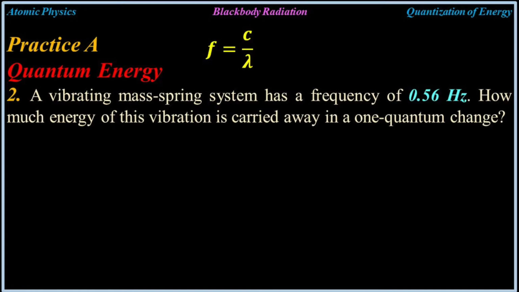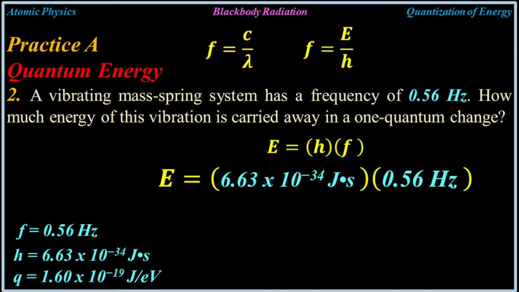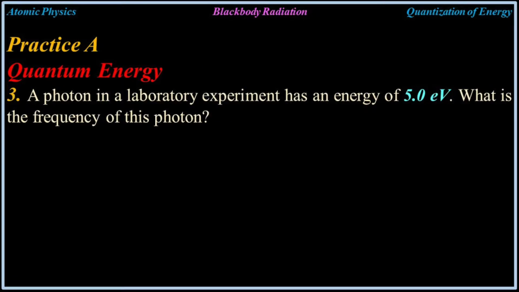There's the equation for f. f equals E over h. E equals hf. There is the f, h, and the conversion. I'm going to plug in, solve for E. 3.7 times 10 to the negative 34th joules. A photon in a laboratory experiment has an energy of 5 electron volts. What is the frequency of this photon?